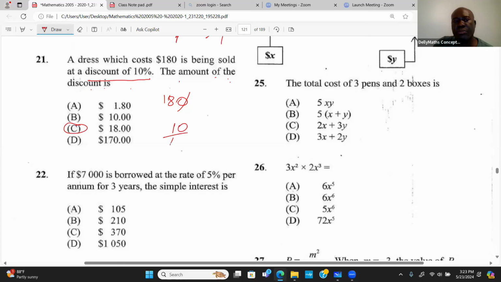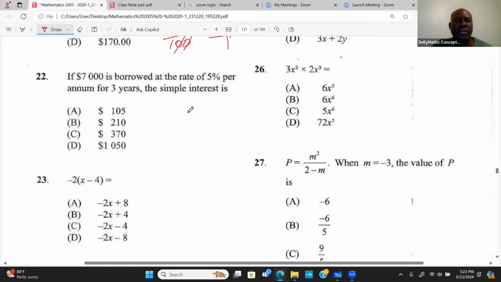Or it's going to be 10% of 180. Zero cancels zero, zero cancels zero. We're left with 18. Context for the question, the amount of the discount is what? The discount is just $18, right? So you want to make sure that you're paying attention to what the question is asking.